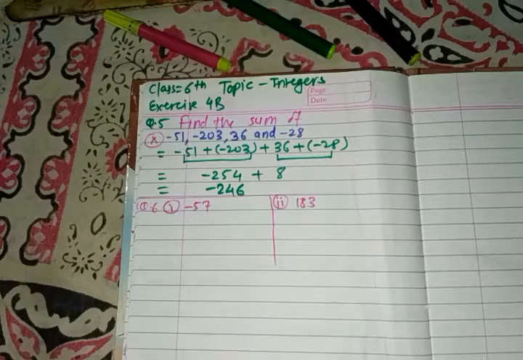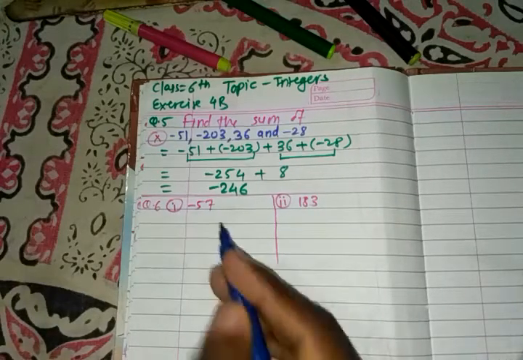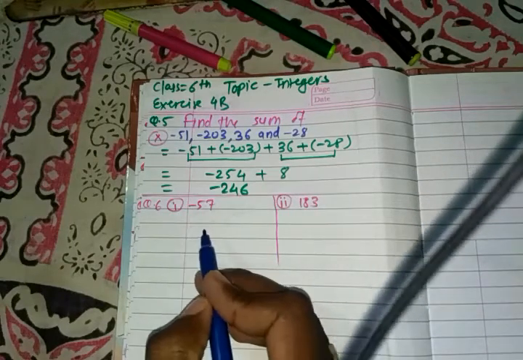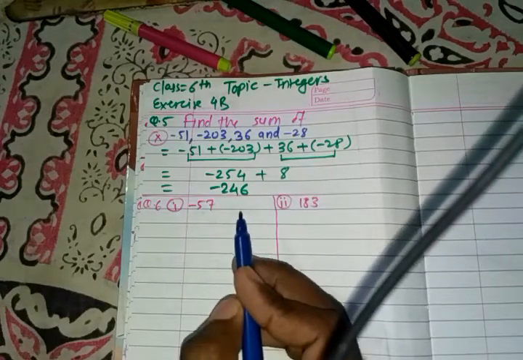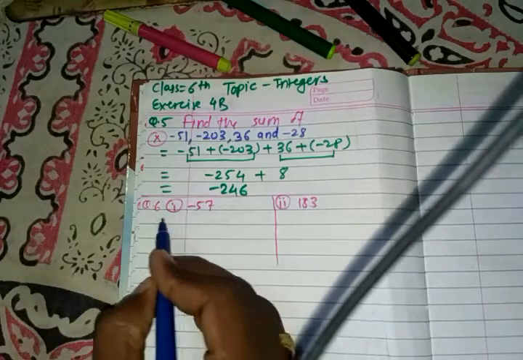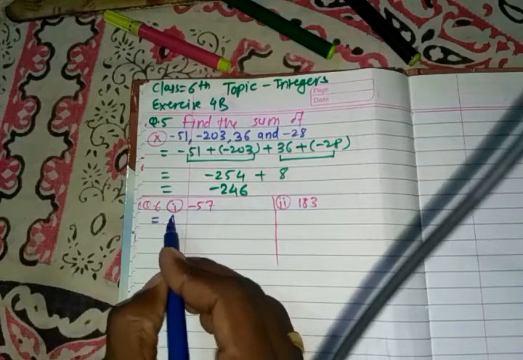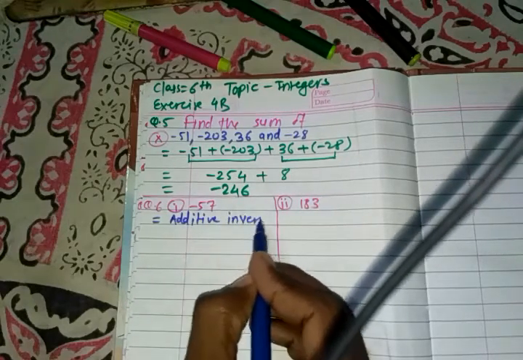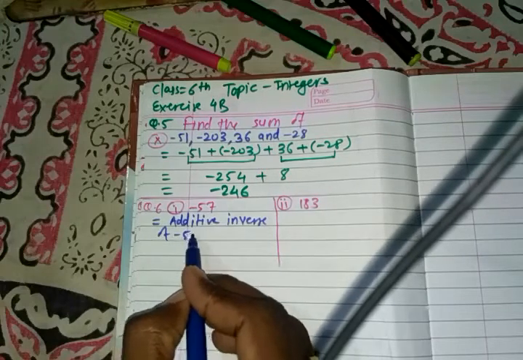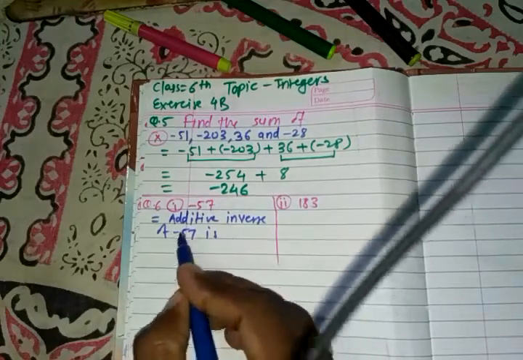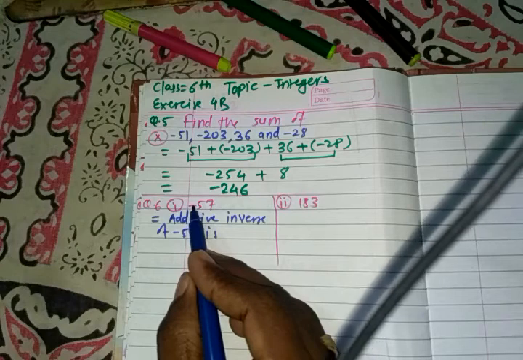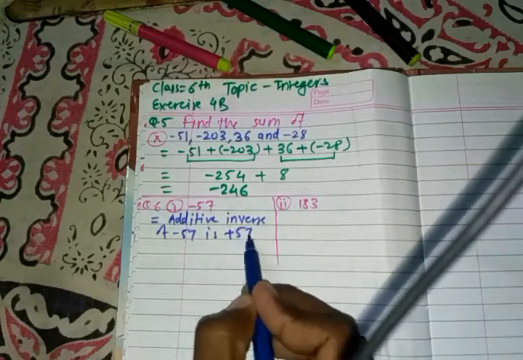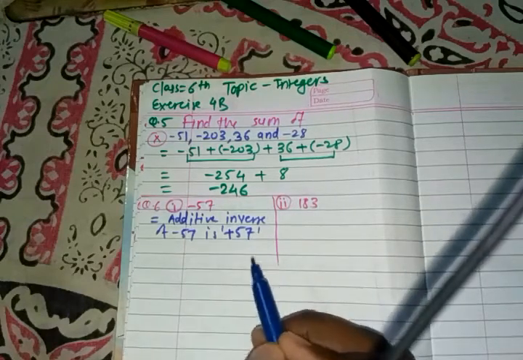In question number 6, we have to find the additive inverse of given integers. What is meant by additive inverse? Additive inverse means the opposite of a given number. So minus 57 is there, so we can write the additive inverse of minus 57 is, so we will take the opposite. Here is minus, so I will write plus 57. So this is the additive inverse of minus 57.